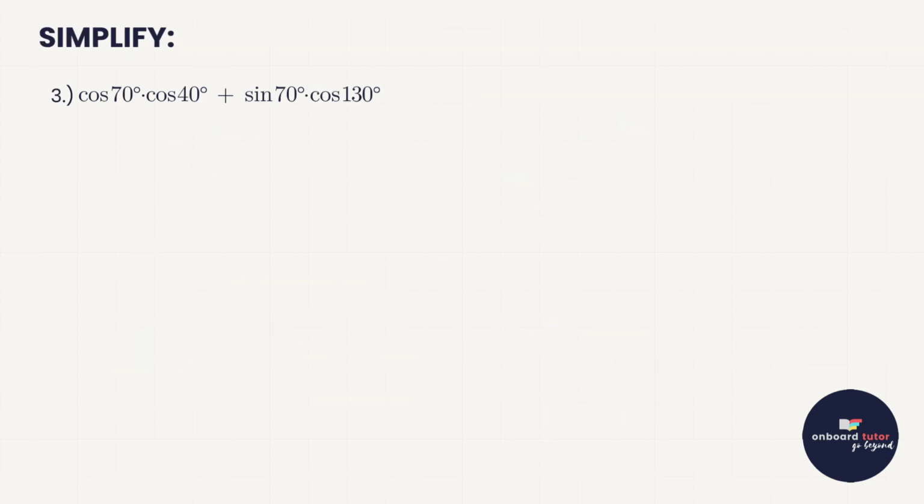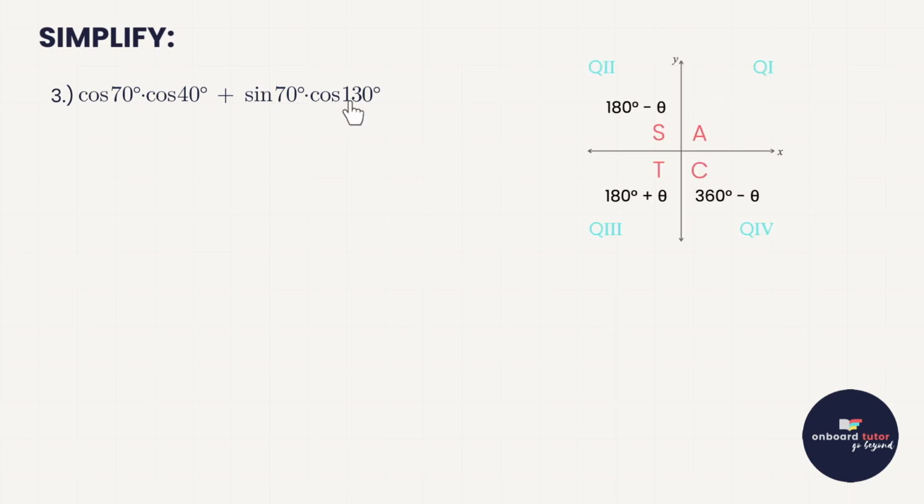Right, now let's put our brains to the test with one last example. Cos 70, cos 40, plus sine 70, cos 130. Okay, so the first thing, 70, 40, 70, not 40. Okay, but this is a big angle. So let's use our cast rule and reduce it to something smaller. So 130 degrees fits somewhere here. It's bigger than 90, smaller than 180. So we can rewrite that as 180 minus something. Everything else is fine, so we're going to leave it where it is.